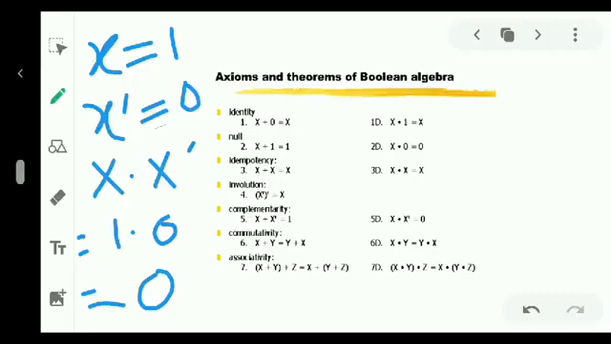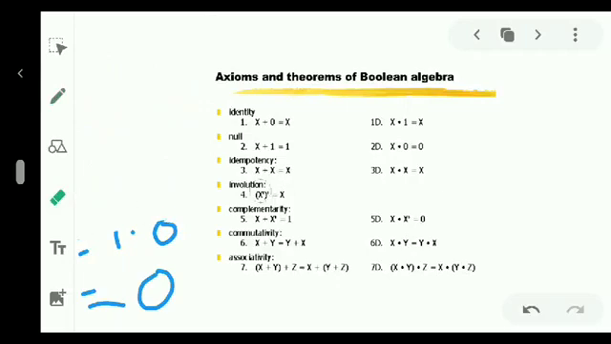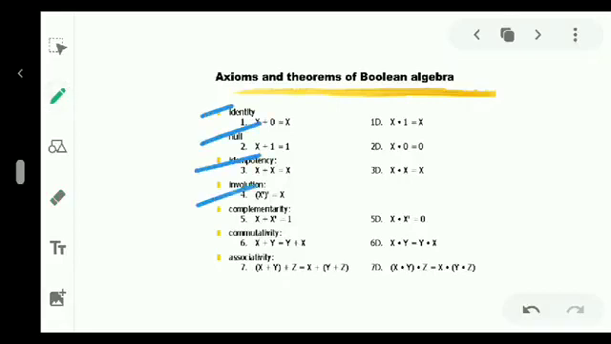Okay, these all 9 rules are very, very important, because later on when we do Boolean algebra simplification, we need all these laws for the simplification purpose. So it is very, very important.